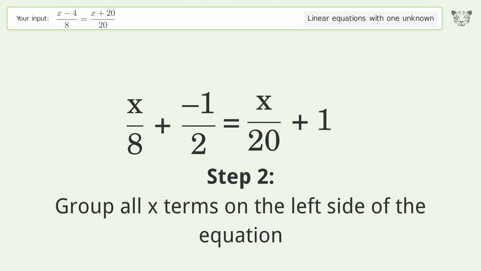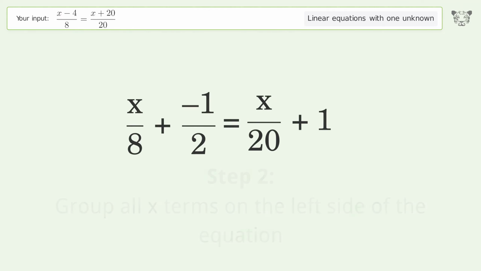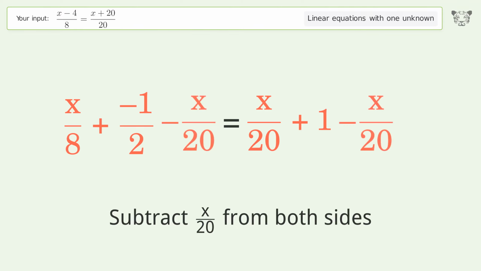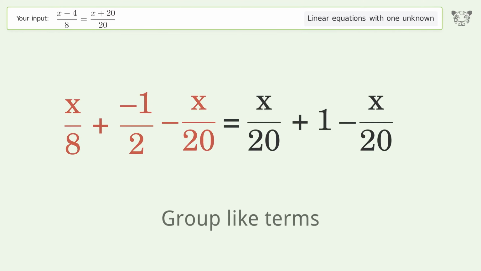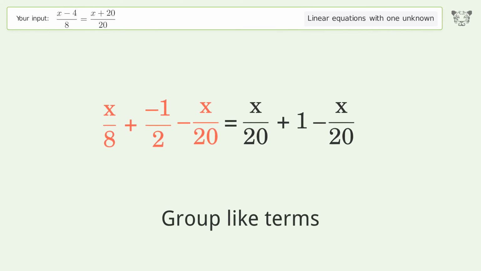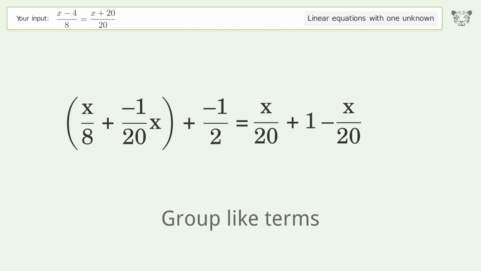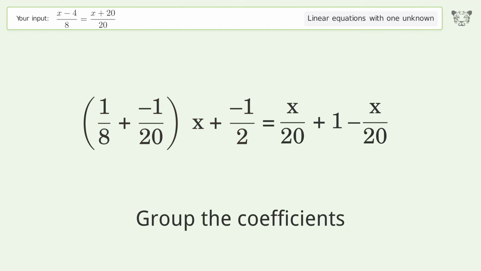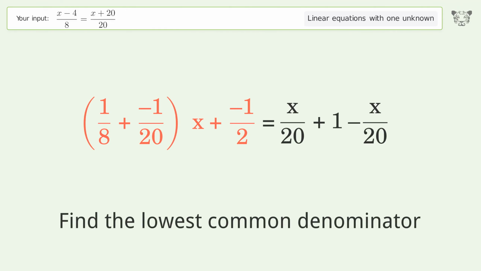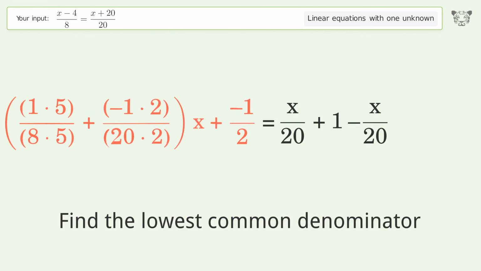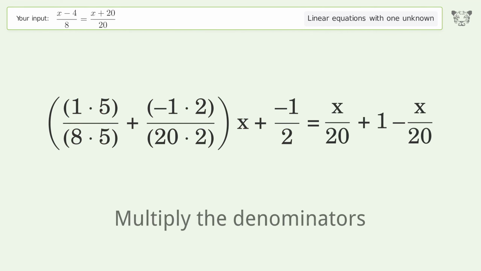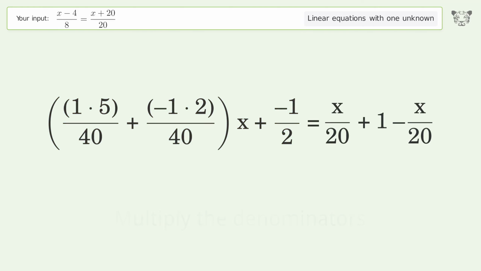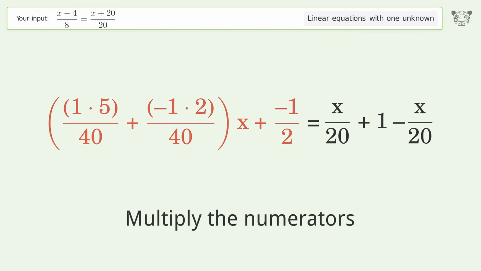Group all x terms on the left side of the equation. Subtract 10 over 20 from both sides. Group like terms. Group the coefficients. Find the lowest common denominator. Multiply the denominators. Multiply the numerators.